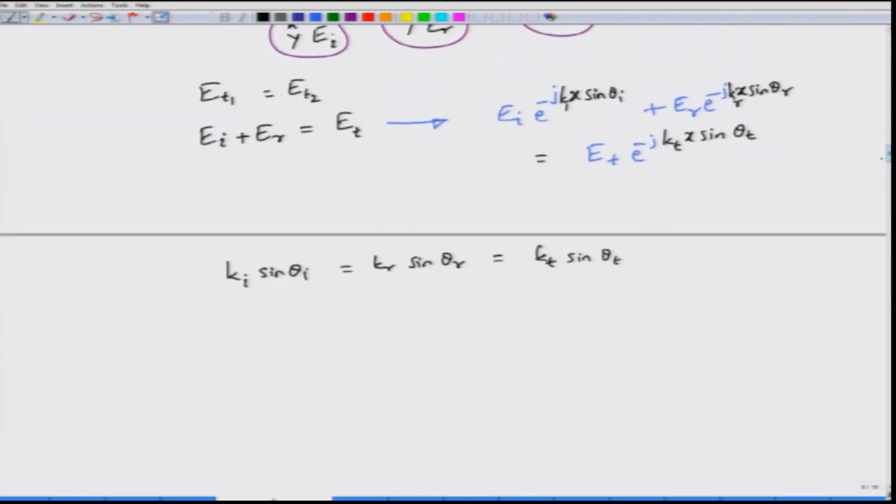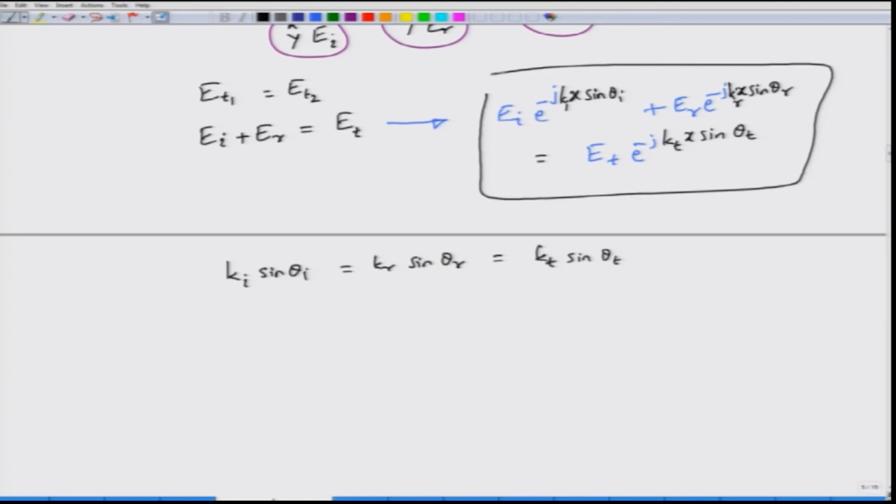Okay. So, in order to make this boundary condition hold for all values of x, and for all values of Ei, Er and Et, this should be equal. However, ki is nothing but omega by Vp1, which is the phase velocity in medium 1, times sin theta i, equal to omega by, what is the phase velocity for the reflected wave? It is the same as the incident wave, correct. So, you have omega by Vp1 sin theta r, which must be equal to omega by Vp2 sin theta t.